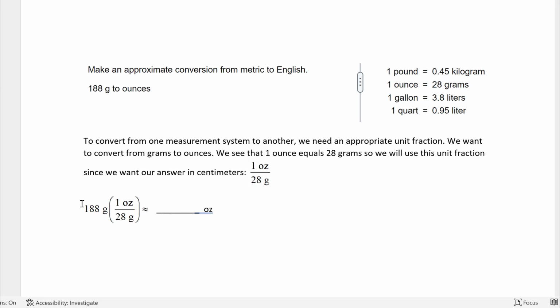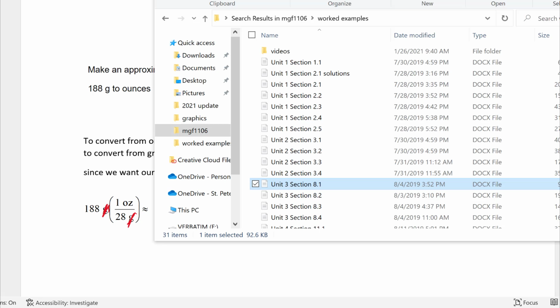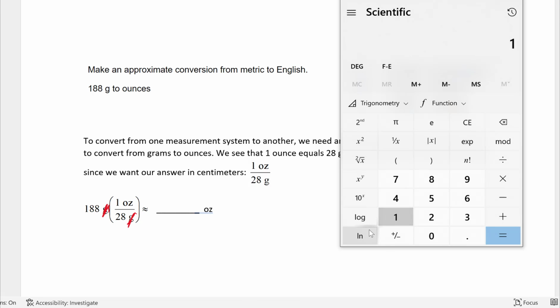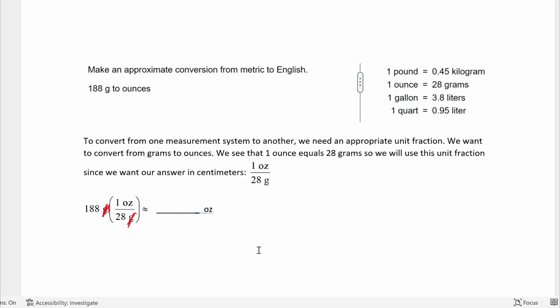I'm going to take the amount I want to convert, the 188, and I notice again in my numerator and denominator, the grams are going to cancel out, and I'm going to end up with an answer in ounces, which is what I wanted. If I get my calculator up again in order to get the answer here, oops, that's not the calculator. Right next to it, there we go. I'm going to take 188 and divide by 28, and I get about 6.71.